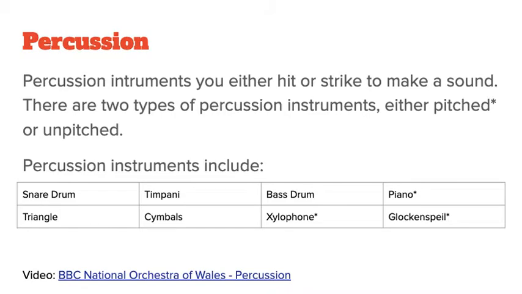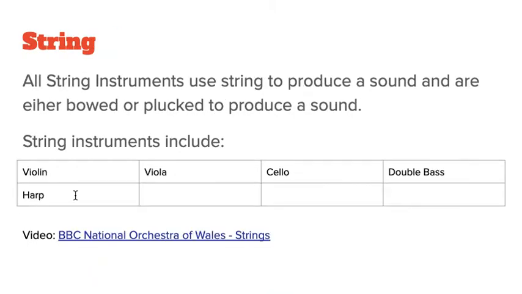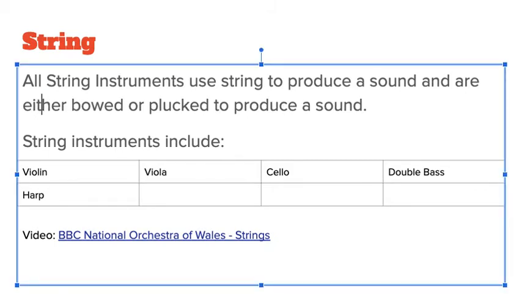So you have 2 types of percussion instruments, ones that are pitched and ones that are not pitched. We then go to the strings, and the strings basically include the violin, the viola, the cello, the double bass, and the harp. And again, there is a video there. They produce a sound by either being plucked or bowed.